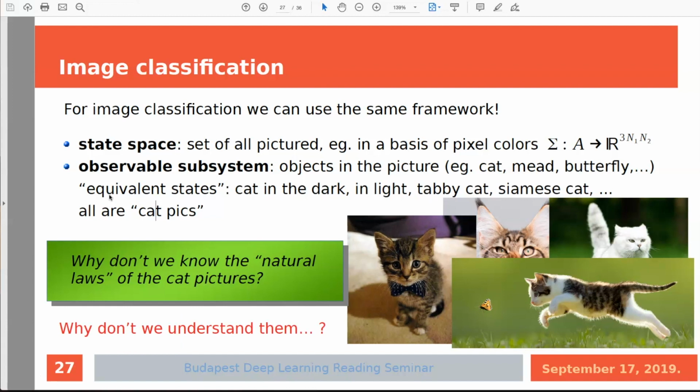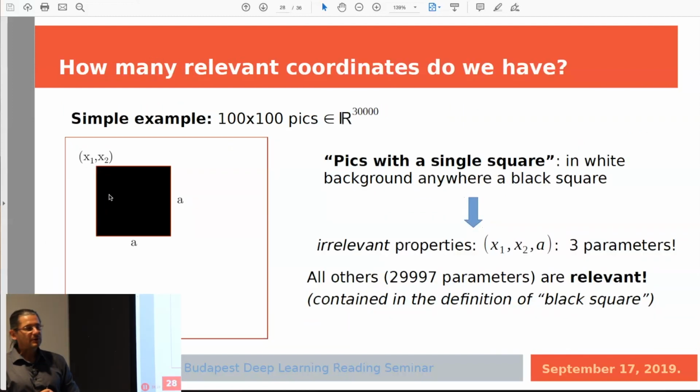But okay, then we understand that. But why don't we know the natural laws of the cat pictures? Why don't we understand the cat pictures? Why can't we list the relevant coordinates, which we could do in the very simple experiment of colliding balls? What is the difference? The difference is how many relevant coordinates there are. This is the very big difference between science and image classification. Just the opposite, as you will see.